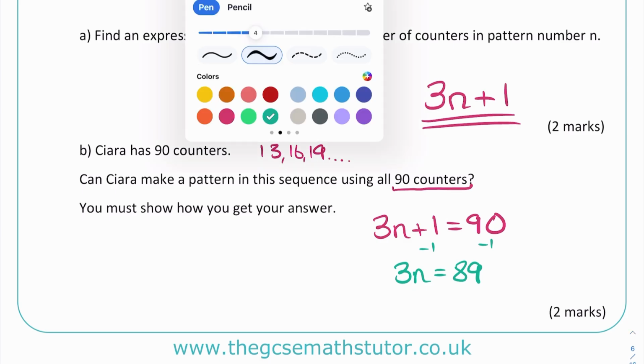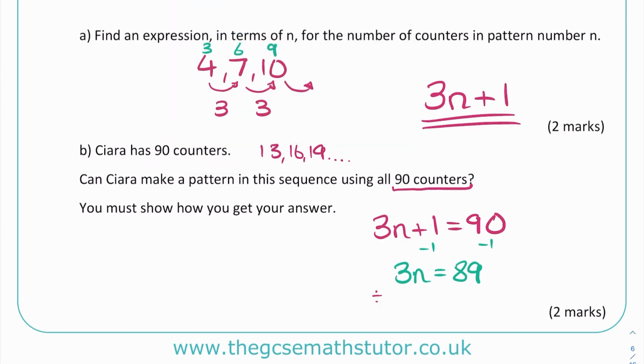At this point now, we would need to divide by 3. And you'll hopefully spot that 89 doesn't divide by 3. So n would equal 89 over 3, and that's not a whole number. So the answer would be no. And you could just write 89 divided by 3 is not a whole number.